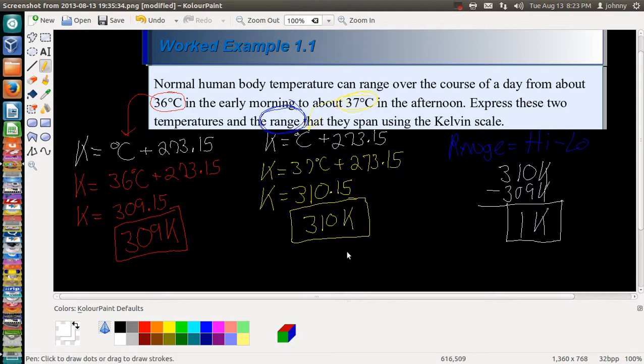But I want to show you something. If you look at the degrees Celsius, we had 37 degrees Celsius and we had 36 degrees Celsius. If we subtracted those, look at what temperature it spans. The range that it would span would be 1 degree Celsius. So they both span a degree in the respective temperature scale. So I just wanted to at least show you guys that.